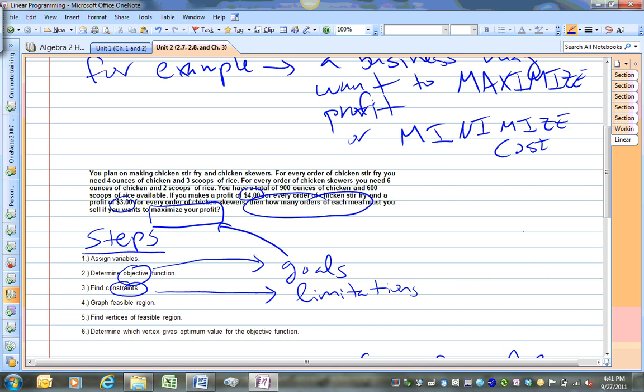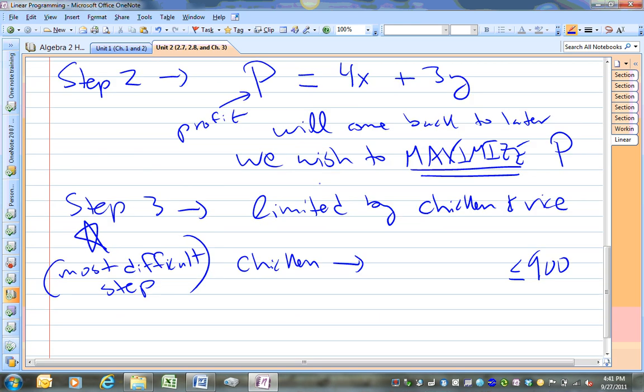Now, the stir fry, remember that's x. The skewers, remember that's y. You need 4 ounces of chicken for stir fry, 6 ounces of chicken for skewers. So it's going to be 4x plus 6y. For example, if you had 100 orders of stir fry, that's 400 ounces of chicken. If you had 50 orders of skewers, that's 300 ounces of chicken.